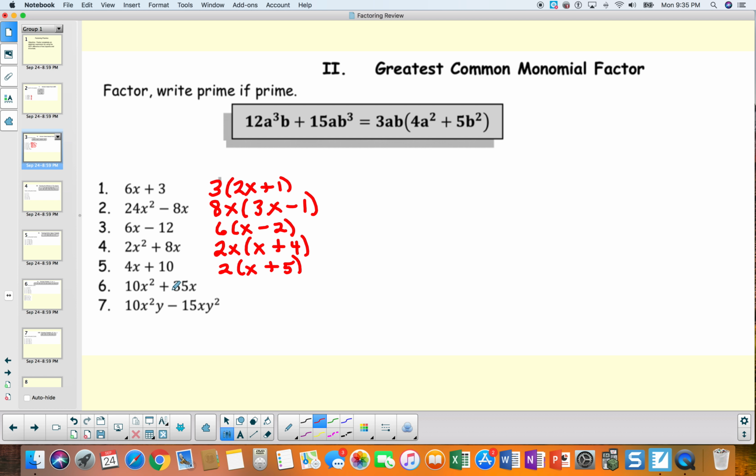Greatest common factor here looks like I'm going to be able to get a 5 and an x. So I'll be left with 2x plus 7. Last one, I'm going to be able to get a 5 out, an x out, and a y. And so what we'll have left is a 2 and an x, minus, and then if you take a 5 out of here, that'll be a 3. You've taken an x out and a y out, and you'll be left with a y.